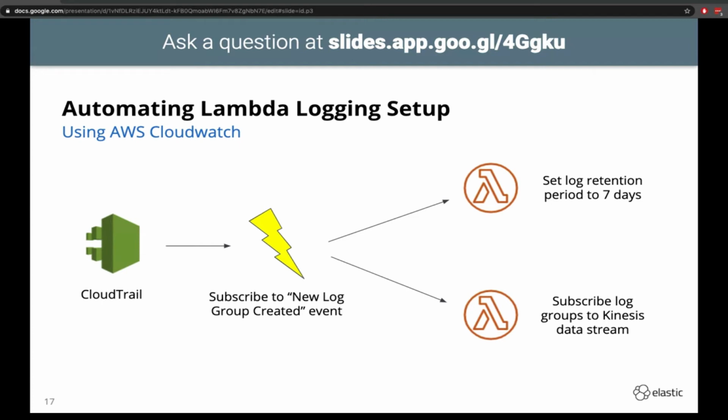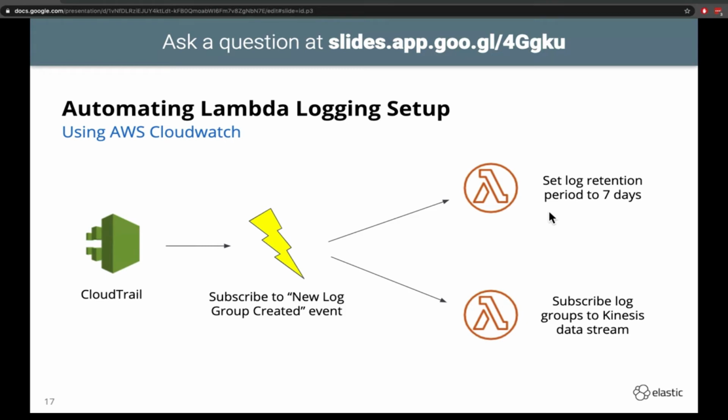We did also set up this solution whereby we have two Lambdas that perform some automated tasks when a new log group is created. So as the diagram shows here, we tap into events in AWS CloudTrail. We tap into the new log group created event. And when that event is detected, two Lambdas are invoked. The first Lambda here sets a retention period on the log group of 7 days, so you're not keeping logs in there necessarily. We're going to be storing them in Elasticsearch. There's no need to store them here.